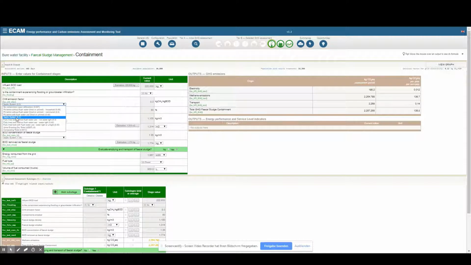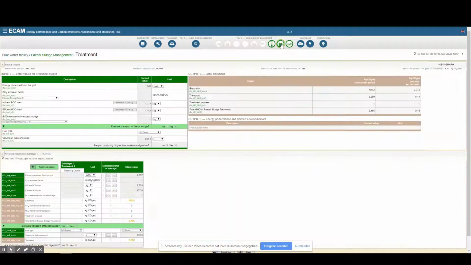So we can have a closer look at the values here. The methane emission factor equals, according to the septic system, 0.3 kilogram methane per kilogram biochemical oxygen demand. The fecal sludge density is already set with the program, and also the BOD concentration is set. We have the fuel type, and we have the volume of the fuel which is consumed by the trucks for the containment. Then we can just continue to the treatment stage.